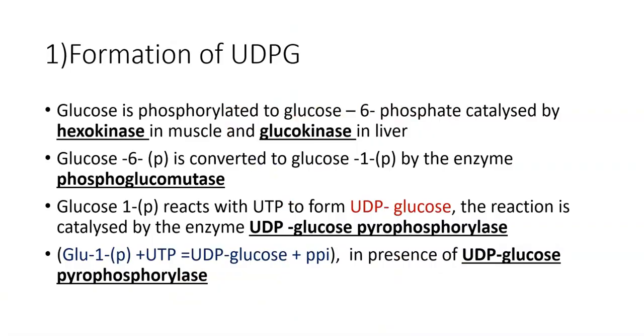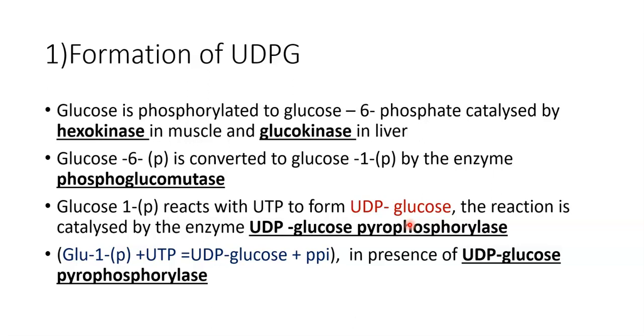Okay, we can explain once again. Formation of UDPG: glucose is phosphorylated to glucose 6-phosphate by hexokinase in muscle and glucokinase in liver, because there are two types of glycogen. Which are they? Muscle glycogen and liver glycogen. So hexokinase is present in muscle and glucokinase is present in liver. Then glucose 6-phosphate is converted to glucose 1-phosphate by the enzyme phosphoglucomutase, and glucose 1-phosphate reacts with UTP and forms our main thing, that is UDP glucose, the active form of glucose.